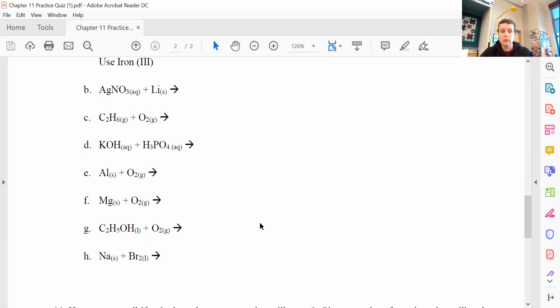G is a combustion, CO2 and H2O, both gases, and balancing will end up with a 3 in front of oxygen, 2 in front of CO2, 3 in front of water.